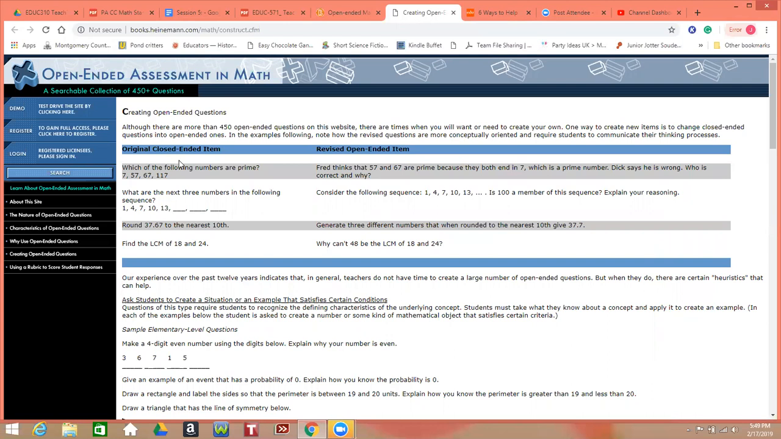So anyway, they give you some examples here of what a closed-ended problem might look like. For example, here, which of the following numbers are prime, right? That's really easy. You could just look at this, pick out a number and decide which one's prime, right? But here they're expanding it, saying Fred thinks that 57 and 67 are prime because they both end in 7, which is a prime number. But Dick says he's wrong. Who is correct and why? So now they have to really do some thinking about the problem and be able to explain their answer.